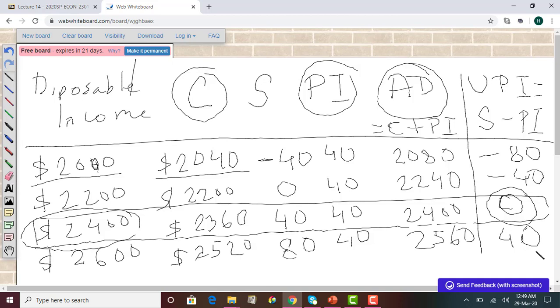So maybe in your next homework, you might have an example or a table like this. I'm going to ask you to complete it and then I will ask you at what point the economy is at equilibrium. So again, you know the economy is at equilibrium when unplanned investment is equal to zero and the corresponding income is your GDP or disposable income at equilibrium.